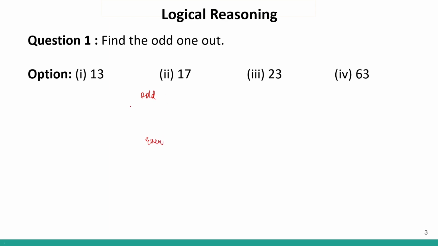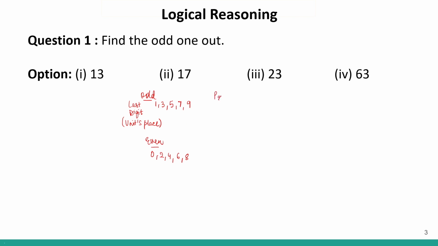Odd numbers are numbers whose last digit, or the digit at the units place, ends with 1, 3, 5, 7 or 9. This we studied in school. These are your odd numbers. Then we have even numbers, again whose last digit or units place ends with 0, 2, 4, 6 and 8. This is the concept of odd numbers and even numbers.